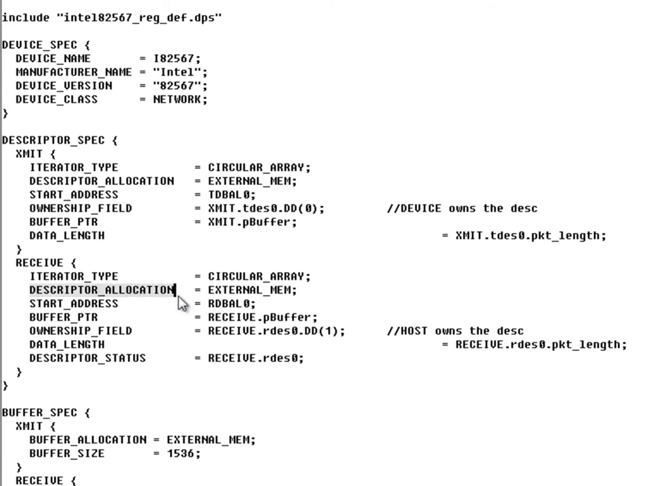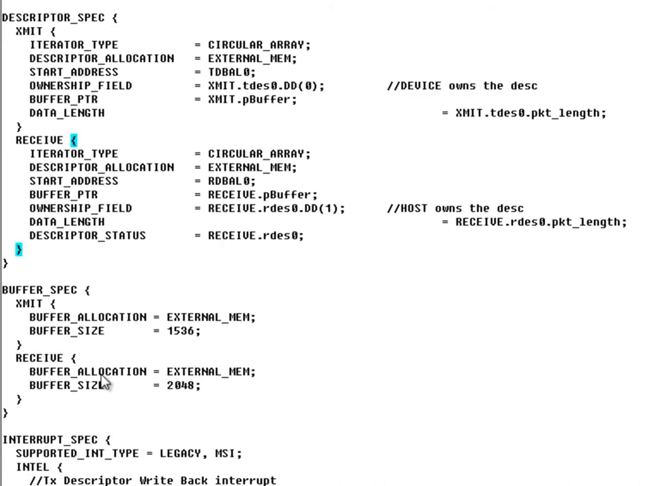Where should the memory be allocated for the buffers? How should the start address of the descriptors be provided to the device? Which field in the descriptor should contain the address of the buffer? How should the software know whether a descriptor is available for use by the software? Where should the length of data be stored? Which field contains the status of the descriptor after transfer?